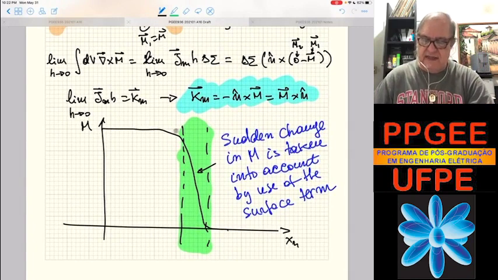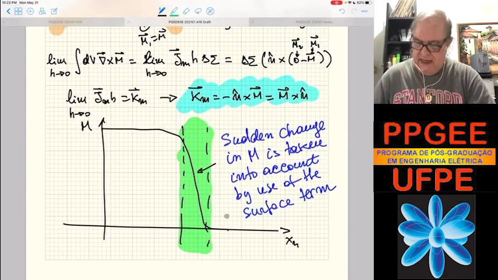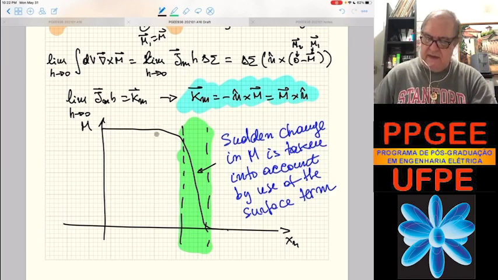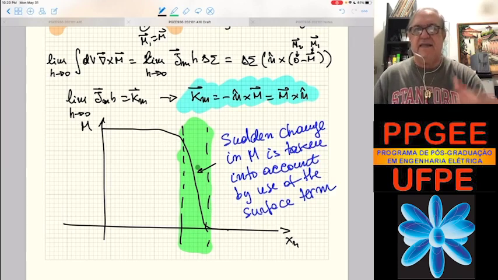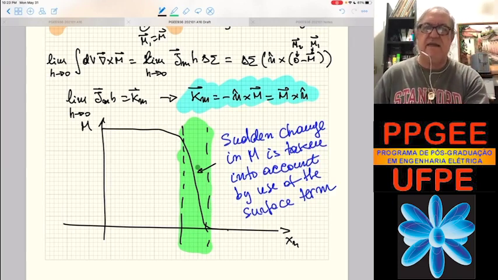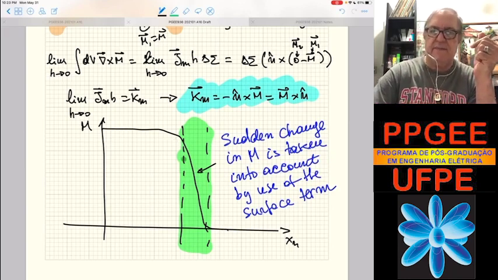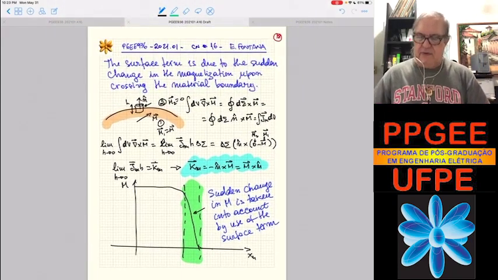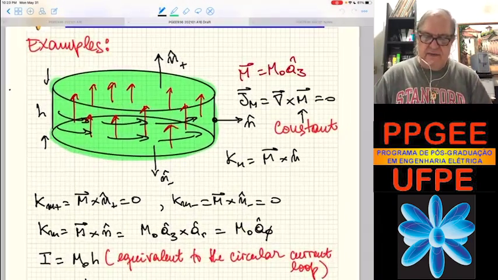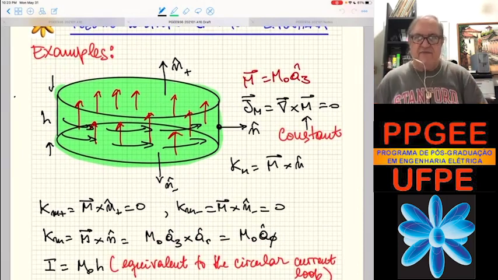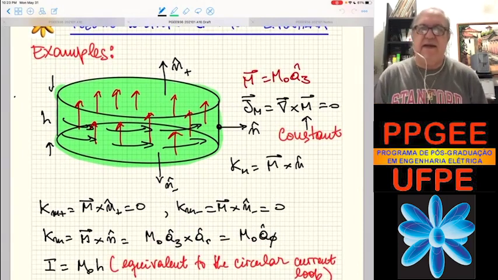Magnetization is a function that might be constant, for instance, in the volume, but it's going to be zero outside. So there's going to be some change in the boundary. So that's the change that's equivalent to the volume integral that yields a surface integral. That's why we have a surface term. Okay. Let's make some examples so you can have some feeling on what is a magnetization current.